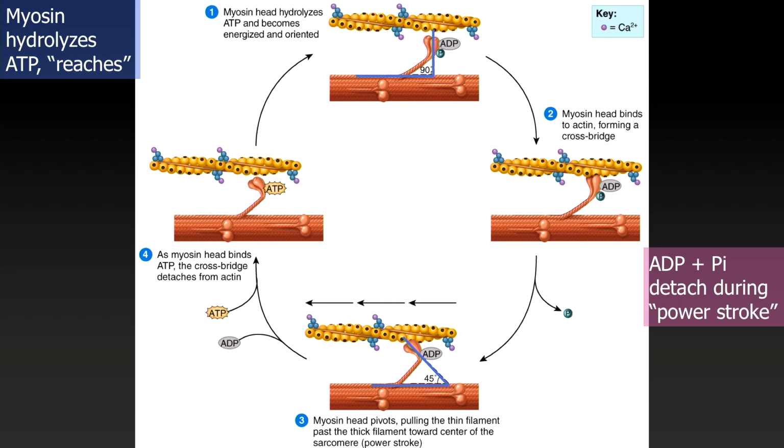Break up the phosphate from ADP. Myosin's energized. One or both of them detach, and the molecule returns to normal. Then to complete the whole process over again, myosin has to bind ATP to detach, and then the whole cycle starts again. It reaches, hydrolyzes, shortens, detaches. 4 major phases of the sliding filament mechanism.